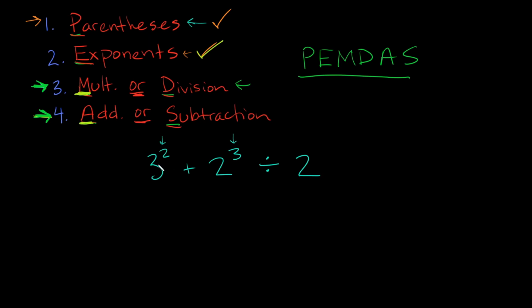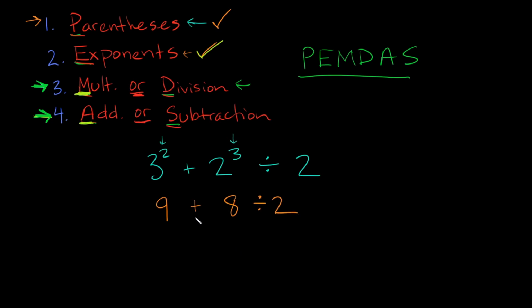Okay, so let's start with this first one, 3 squared. 3 squared is equal to 9. Okay, and then let's do this one. 2 cubed is the same thing as 2 times 2 times 2, which is equal to 8. Okay, so I simplified all my exponents. I can bring everything else down now. So we got this plus sign here, and we got this divided by 2 right there.